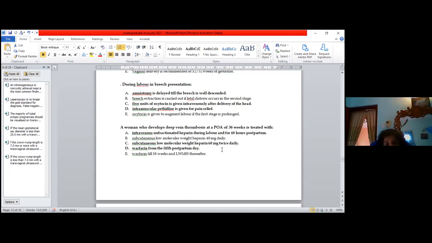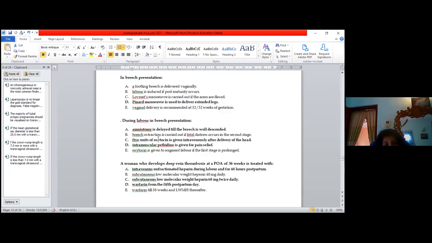If a woman develops deep vein thrombosis at 36 weeks, she has to be given the therapeutic dose of subcutaneous heparin. So we give this.